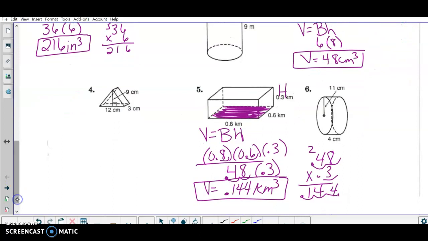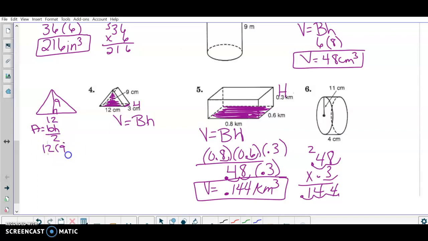In like manner, we can practice number 4. So my base shape is right here in the front. Notice the 9 is on that dotted line, which is our height. This 3 is not part of that base shape, so I'm going to label that with a big H. So here I know that area is base times height divided by 2. So 12 times 9 divided by 2. I know 12 divided by 2 is 6. 6 times 9 is 54. This becomes my big B.